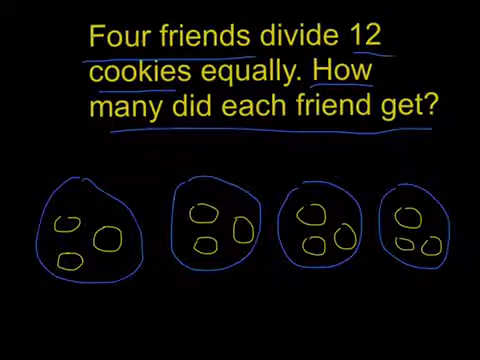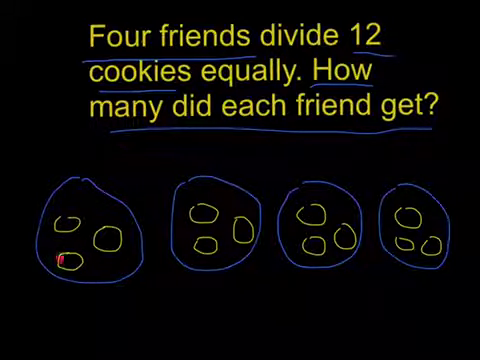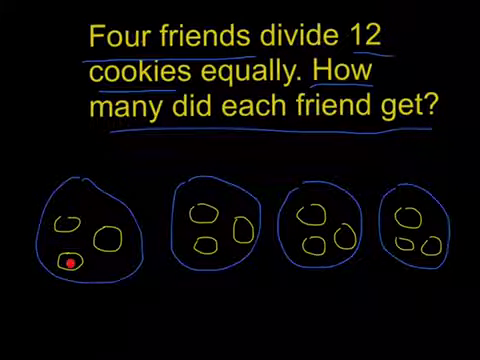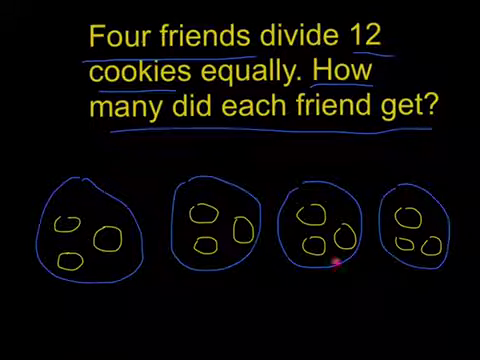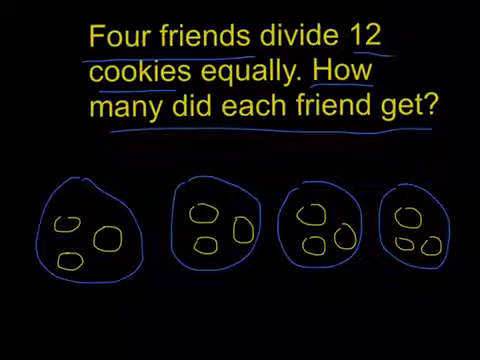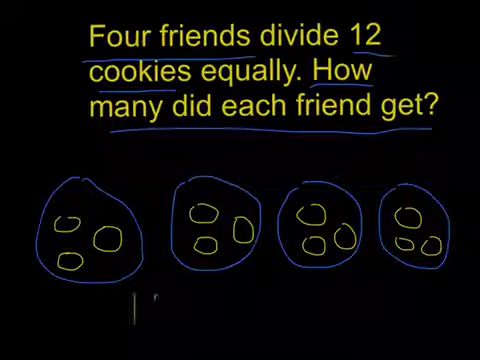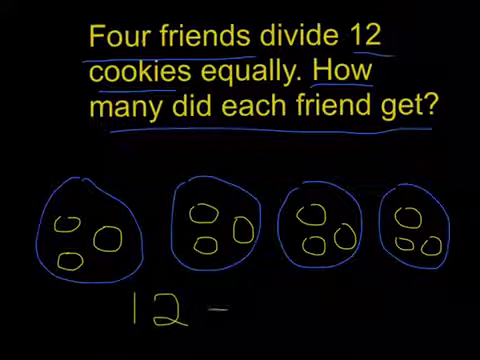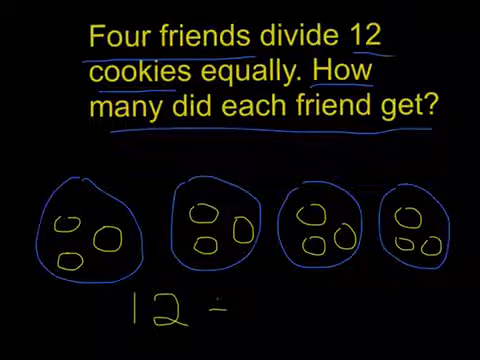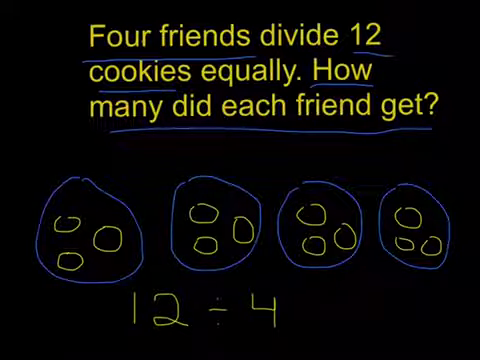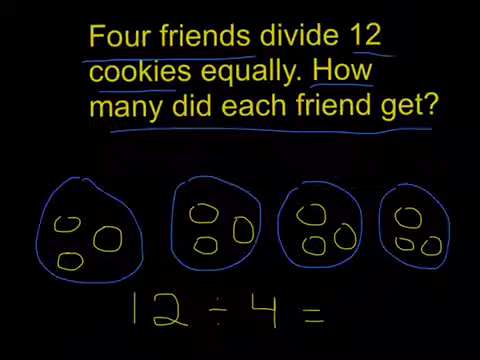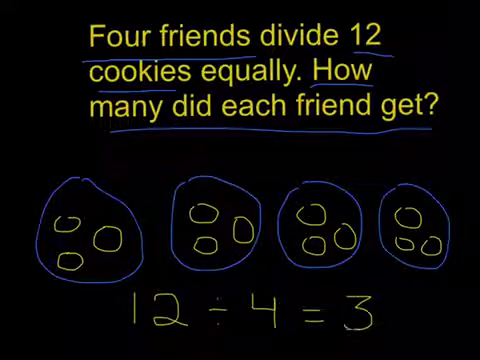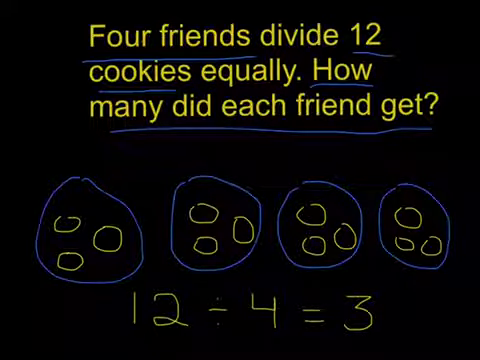So if I look at each friend, I see that in their group, they each have 3 cookies. So I know 3 is my quotient. I know 3 is my answer. How would I write a number sentence to represent the work that we just did? Well, I took 12, that was my dividend, and I divided it into 4 groups. That was my divisor. And my answer then was 3. My quotient was 3. Each friend gets 3 cookies.